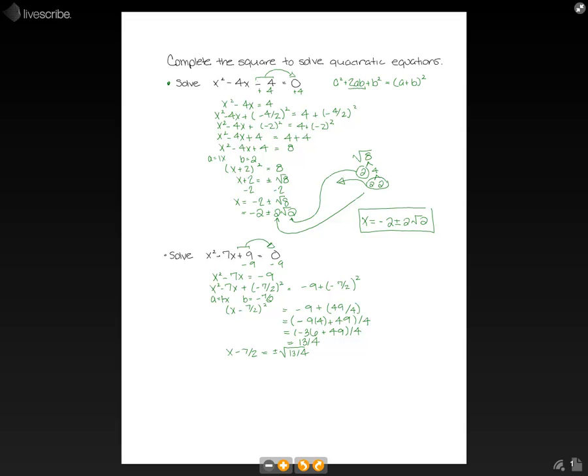One of the rules of square roots is that the square root of a fraction is equivalent to the square root of its numerator over the square root of its denominator, which means that we can say equals plus or minus the square root of 13 over the square root of 4. 4 is a perfect square, which means that this equals plus or minus the square root of 13 over 2. And adding 7 halves to both sides gives us x equals 7 over 2 plus or minus the square root of 13 over 2, which is our final answer.